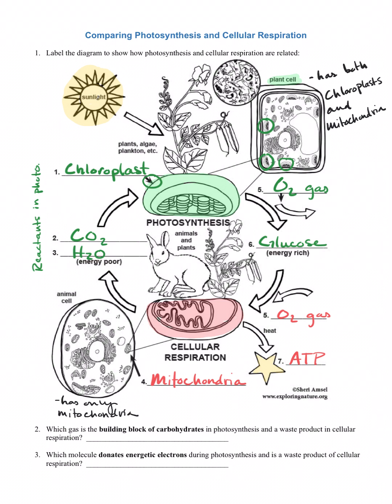Number 2 on this page says, which gas is the building block of carbohydrates in photosynthesis and a waste product in cellular respiration? Remember that the carbon comes from carbon dioxide when you're building sugars. So carbon dioxide is the gas that is responsible for the construction of carbohydrates in plants. Number 3 says, which molecule donates electrons that are energetic during photosynthesis and is a waste product of cellular respiration? And this is water. Remember that in photosynthesis, water is an electron donor, and in cellular respiration, water is an electron acceptor.